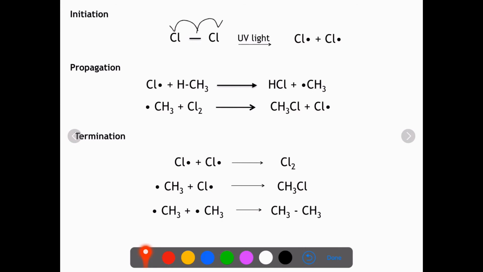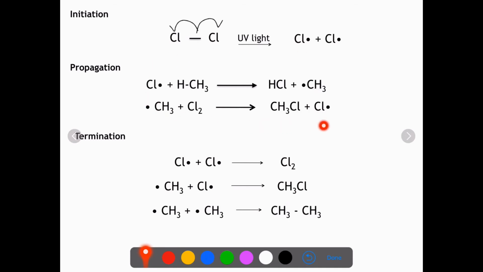This is the summary of the reaction. Let's go through it together again. In initiation process, chlorine molecule will undergo homolytic fission in the presence of sunlight to form chlorine radicals. So this radical, being very reactive, will attack another molecule to form hydrogen chloride and methyl radical. This methyl radical will attack another molecule, in this case chlorine, to form chloromethane and chlorine radical.